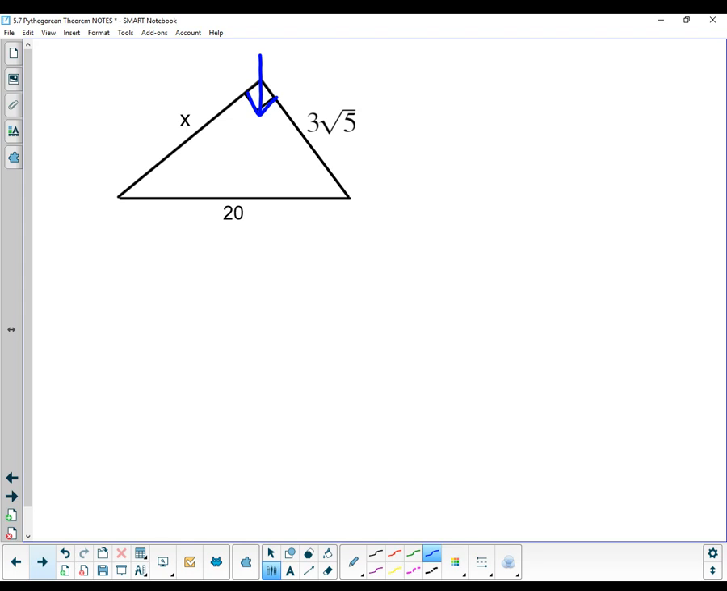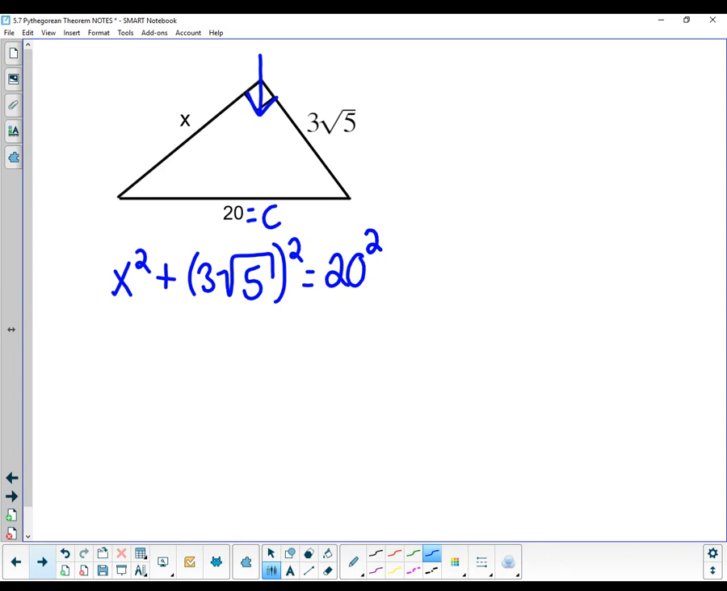So let's plug everything in. This is going to equal c. The order on our legs does not matter. So I get x squared plus 3 square root of 5 squared equals 20 squared.